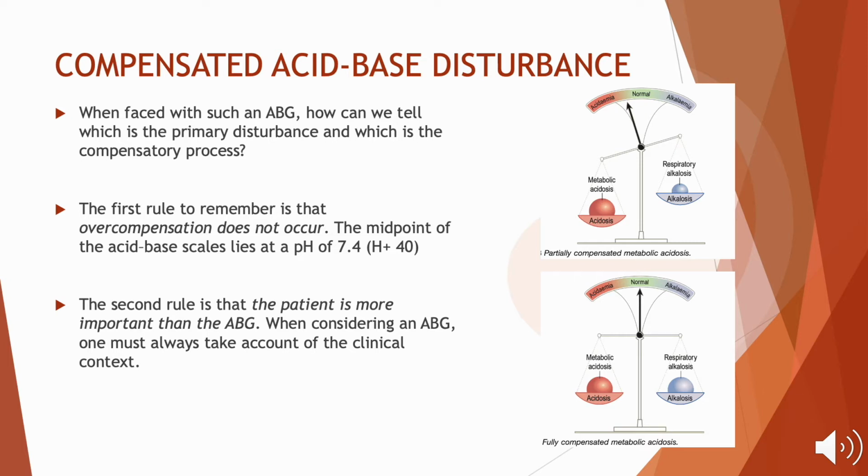The second rule is that the patient is more important than the ABG. When considering an ABG, one must always take account of the clinical context. For example, if the patient were a diabetic with high levels of ketones in the urine, it would be obvious that the metabolic acidosis was a primary process, or what we call diabetic ketoacidosis.